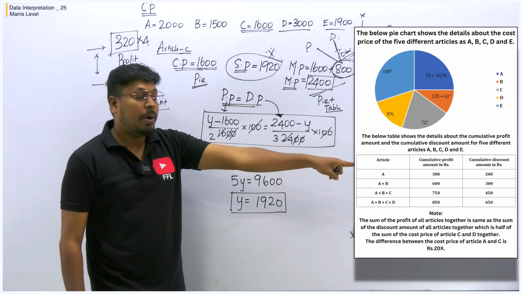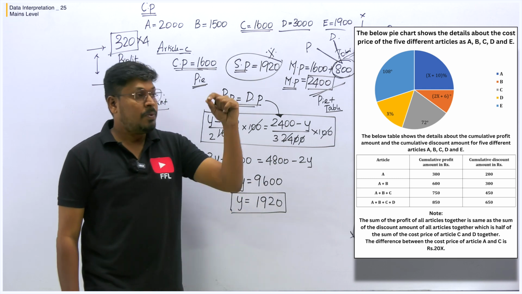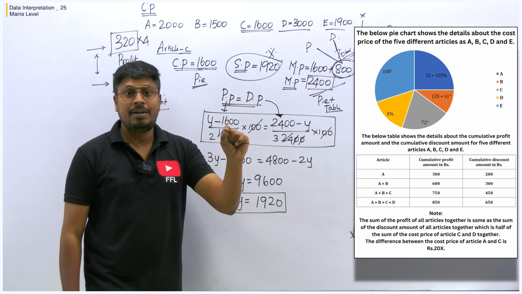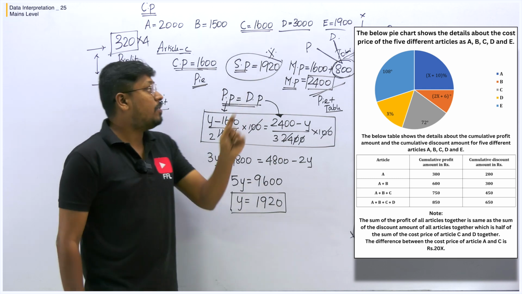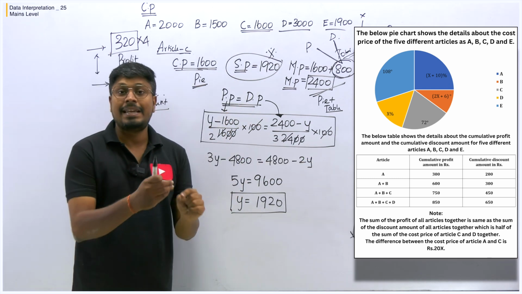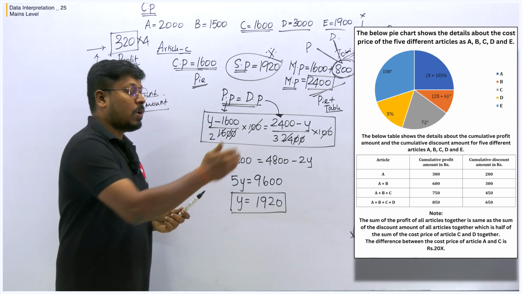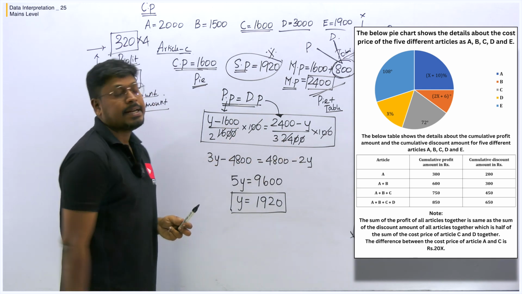Why? Because we know the profit that he earned on article 1, that is article A. So when you add the cost price with the profit, the resultant will be the selling price. So we don't need to simplify like this to find the selling price. So in this question, finding the selling price will be very easy. Now let me move on to solve this DA 25th data interpretation.